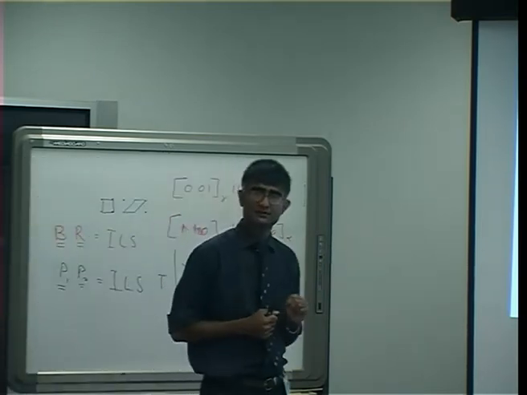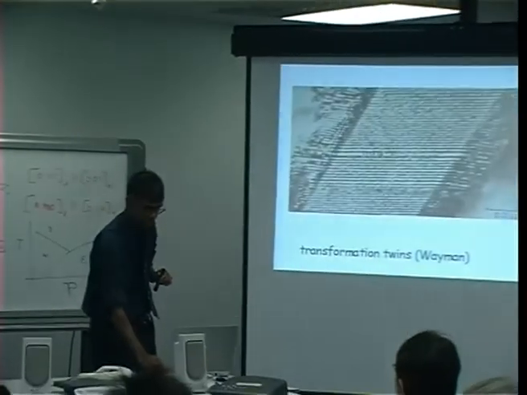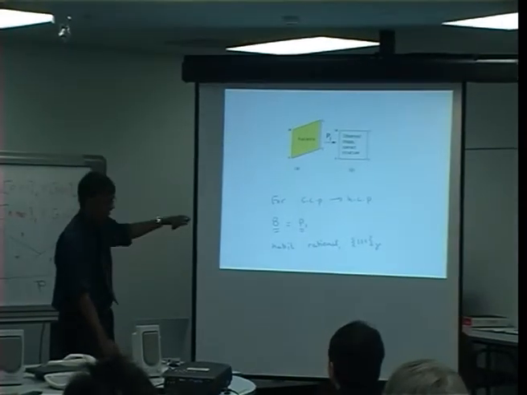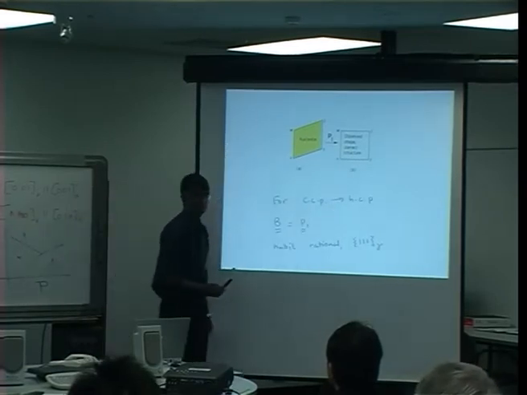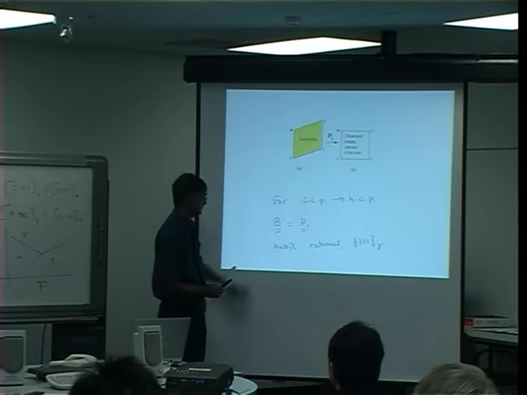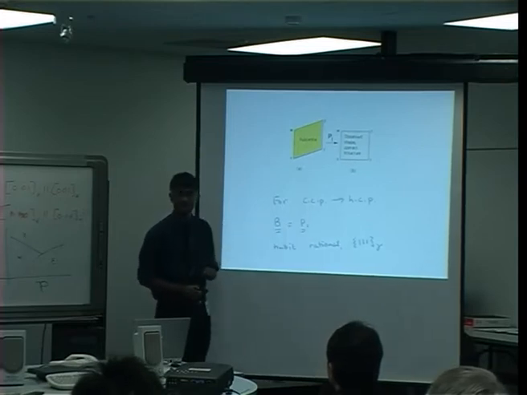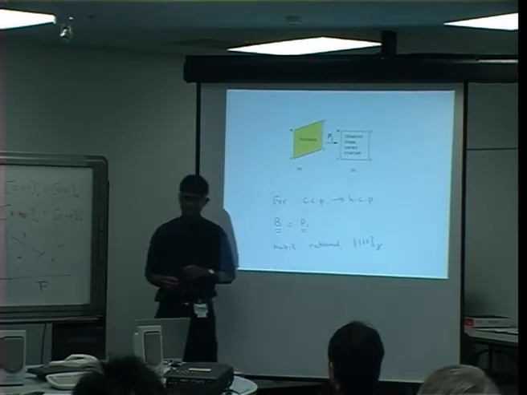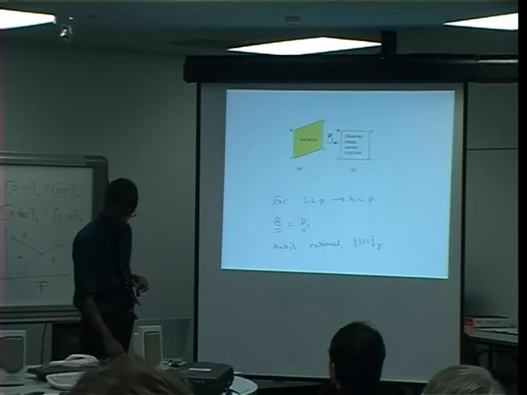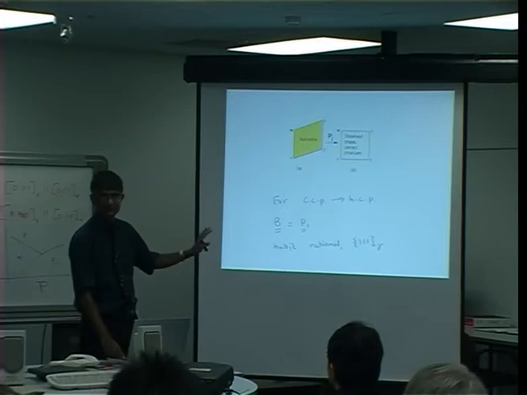Everybody happy with this? So, in the case of the austenite to hexagonal close-packed transformation, the Bain strain is, in fact, a shear. And therefore, the habit plane is exactly 111 austenite. And every single martensitic transformation, whatever material, is perfectly explained by this theory.